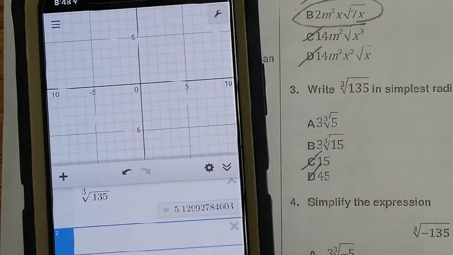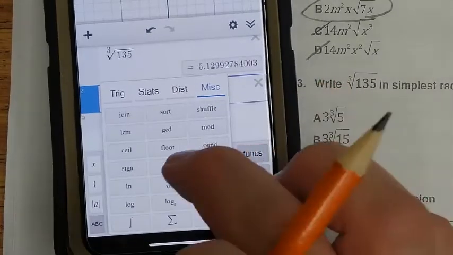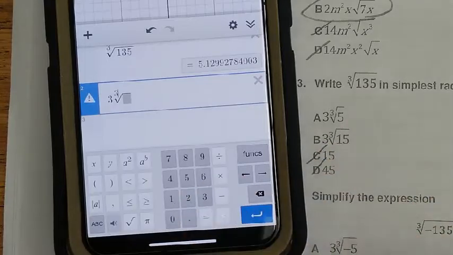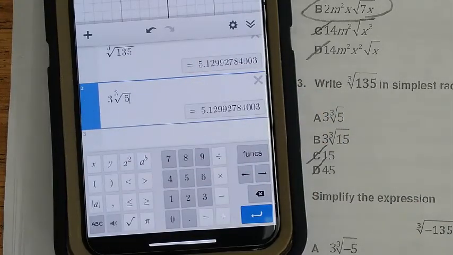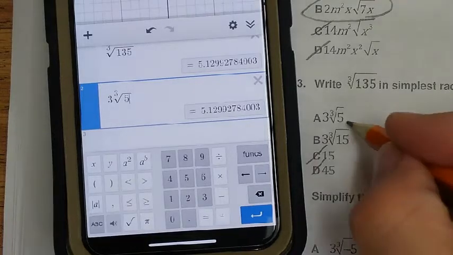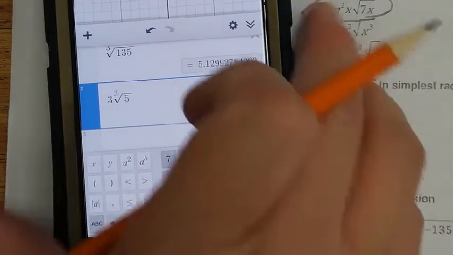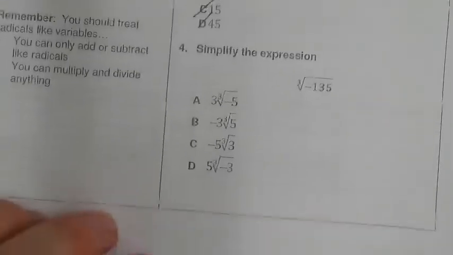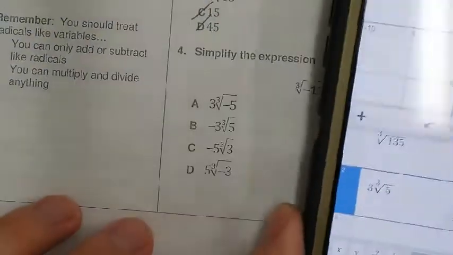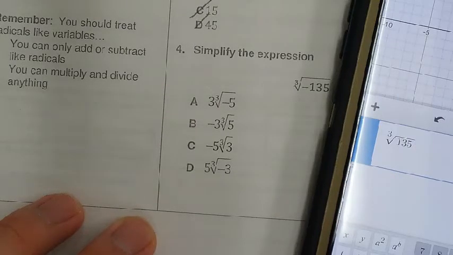So now let's try the other ones. So 3, and then go to the functions. Go to the N, 3, type in a 5. Okay, did that give us the same decimal? Yes, so we know it's A. That's literally all you have to do for this stuff. So do you see why I wasn't stressed about us not going over this? Desmos is your friend. Lifesaver.